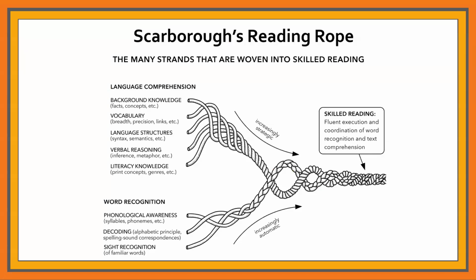Here is Scarborough's rope. It depicts reading as a rope woven from multiple strands, each representing key components that work together to develop reading proficiency. The strands fall into 2 main categories: word recognition and language comprehension, both of which must be developed and integrated for students to become skilled readers. Why does this matter for librarians? Well, we contribute to both sides of the rope in different ways.